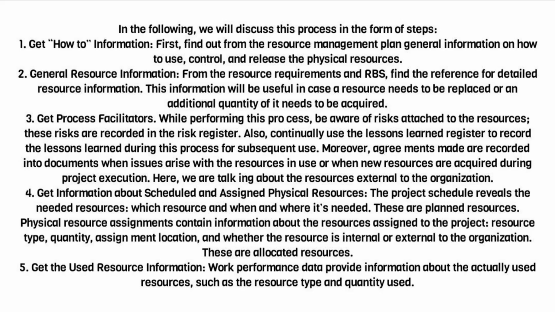In the following, we will discuss this process in the form of steps. 1. Get how-to information. First, find out from the Resource Management Plan general information on how to use, control, and release the physical resources. 2. General resource information. From the Resource Requirements in RBS, find the reference for detailed resource information. This information will be useful in case a resource needs to be replaced or an additional quantity of it needs to be acquired. 3. Get process facilitators.